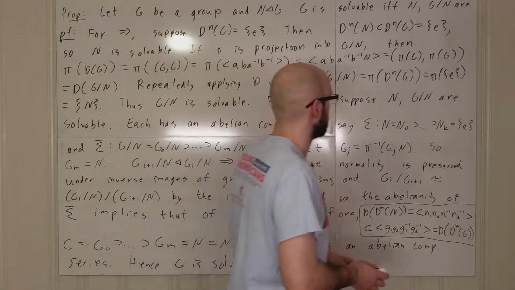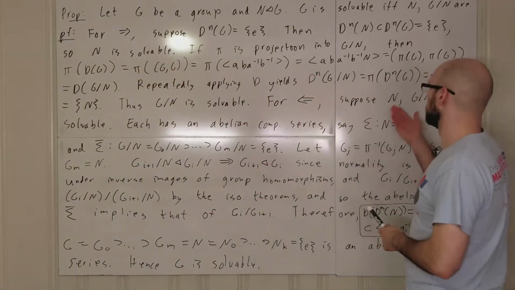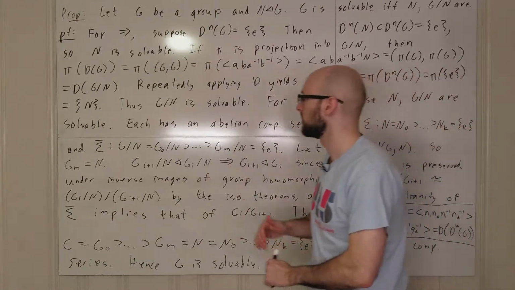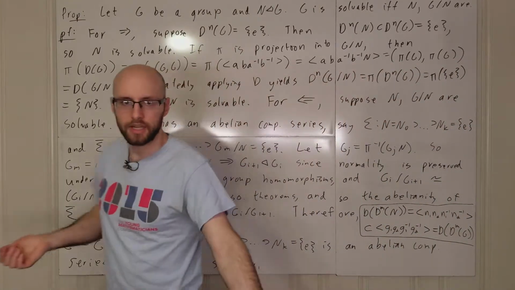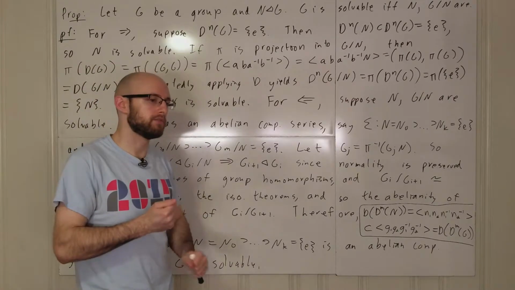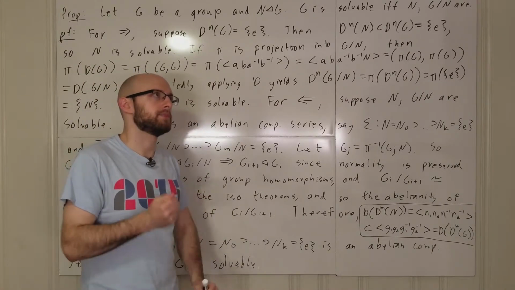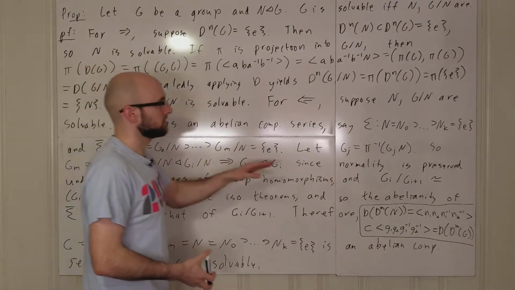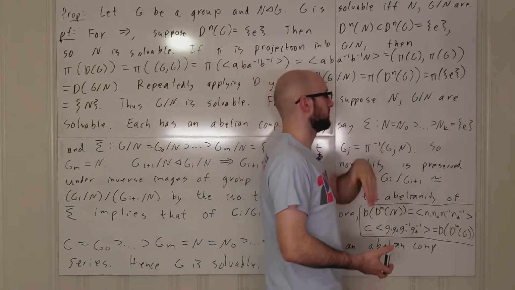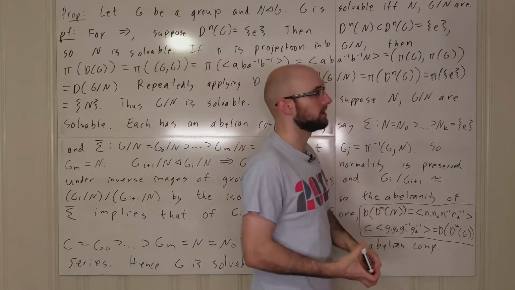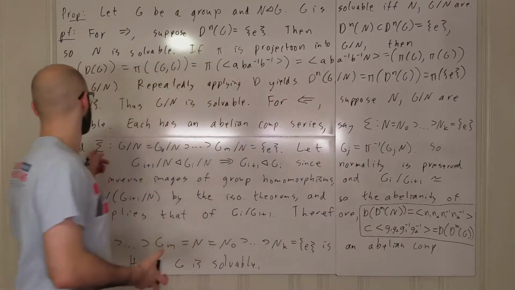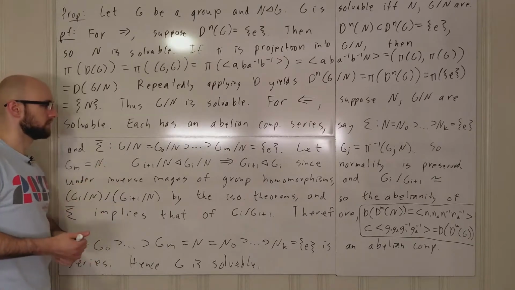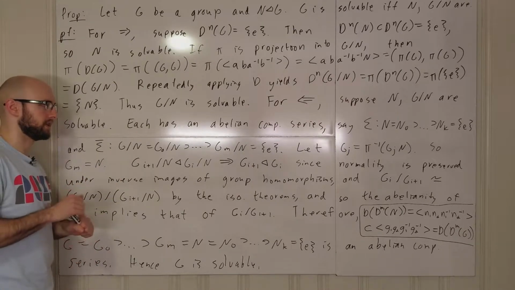For the other direction, suppose that you have a normal subgroup N such that N and G mod N are solvable. And we proved last time that being solvable is equivalent to having a composition series with abelian graded pieces. So let sigma be a composition series for N with abelian graded pieces, and sigma bar be a composition series for G mod N with abelian graded pieces.